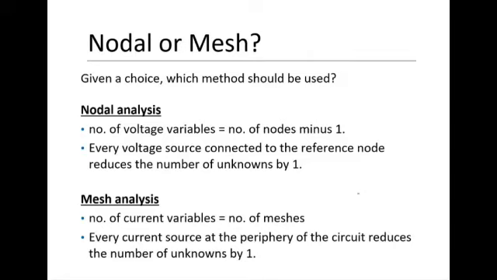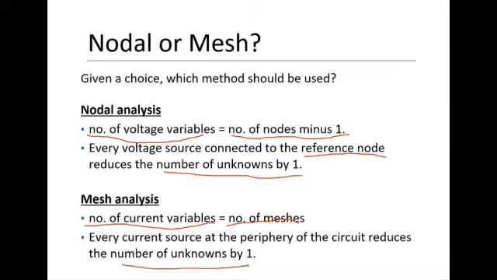It's subjective to people, but the pro tip here is you choose the method that gives you fewer unknowns. For nodal analysis, the number of unknowns is equal to the number of nodes minus 1. For mesh, it's basically the number of meshes. Every voltage source connected to the reference node reduces the number of unknowns by 1. For every current source connected to the periphery, it reduces the number of unknowns by 1.